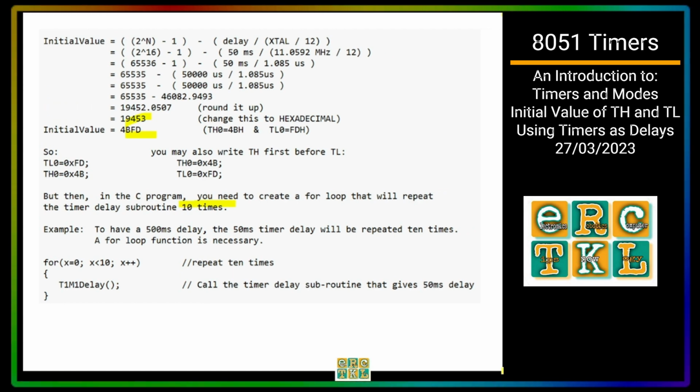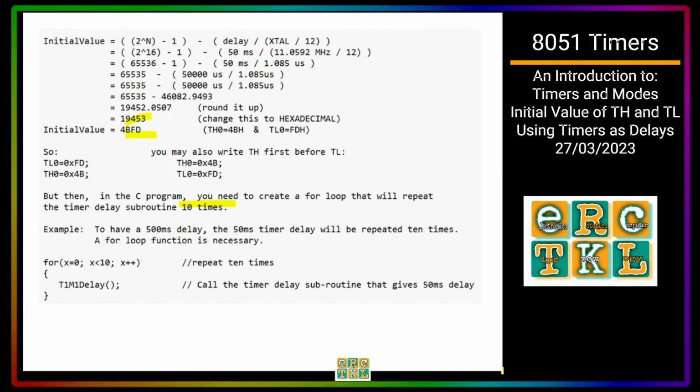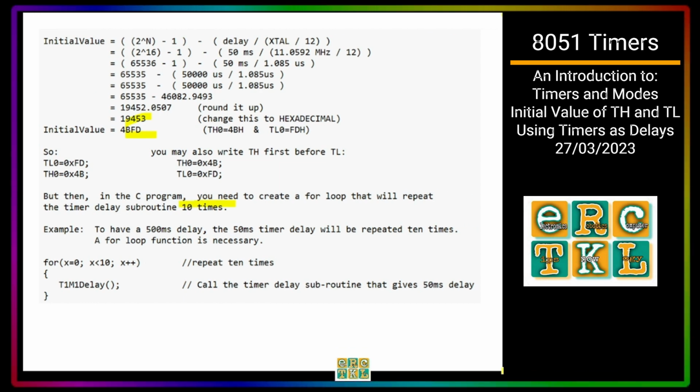You understand? Can we calculate the THTL? No. So what's the easy way? The easy way, use 50. Remember the 50 millisecond? What's the final answer? 4 BFD, right? But we have a problem. How will we make 50 to become 1,000? Multiply by 2. It will be 50 multiplied by 2, 100. Multiply by 20, well, that's what you will do today in the lab.